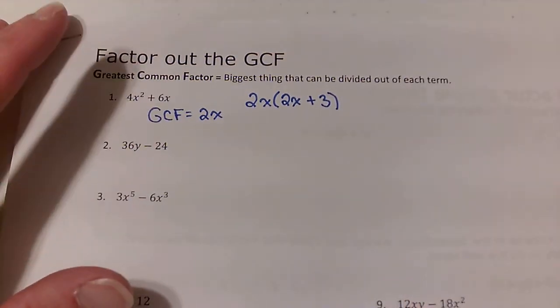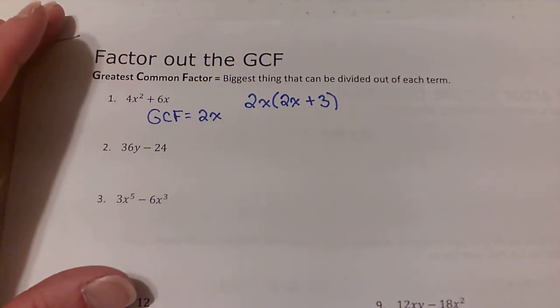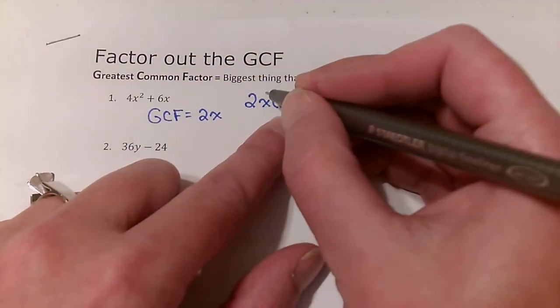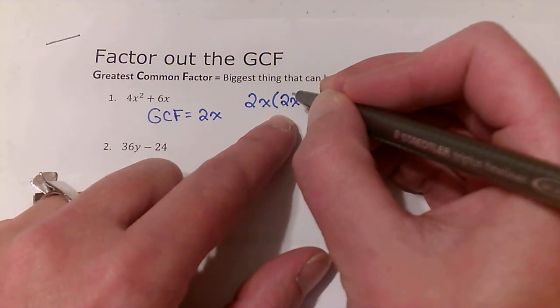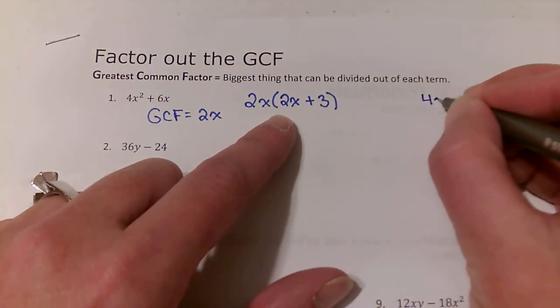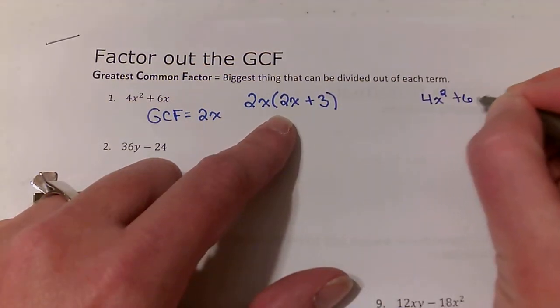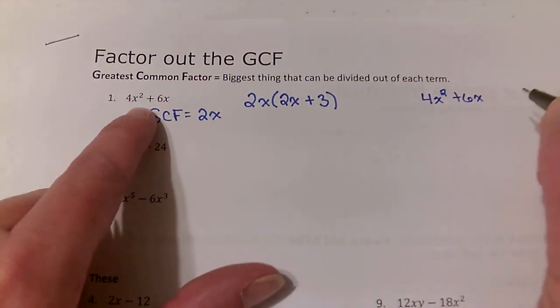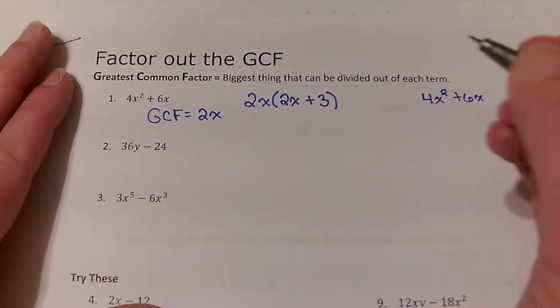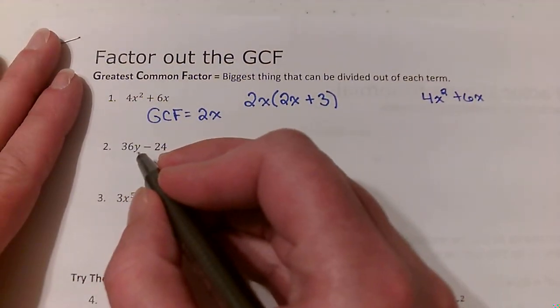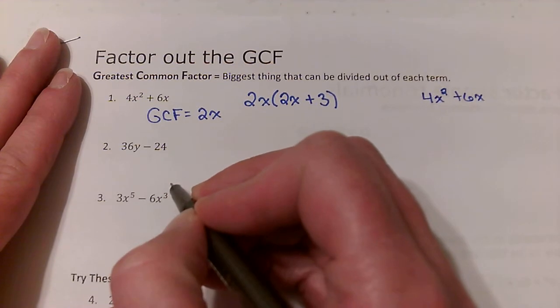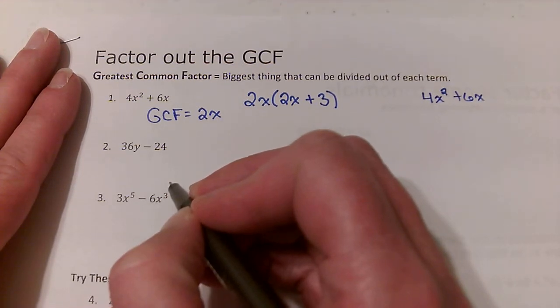And the beauty about factoring is I can always double check. To check, just distribute. 2x times 2x is 4x squared, and 2x times 3 is 6x. It worked. What about 36y minus 24? What do they have in common?